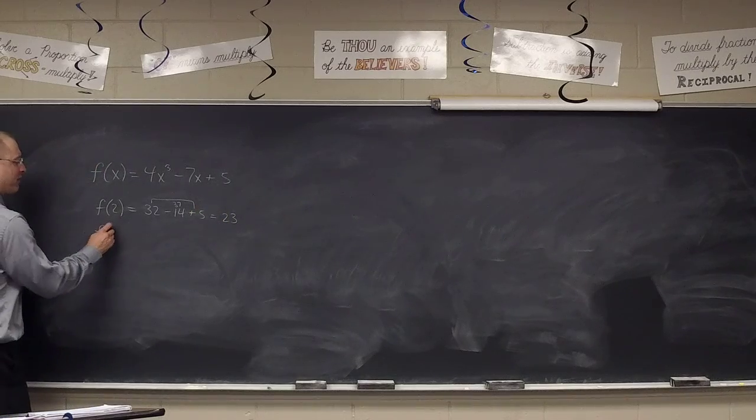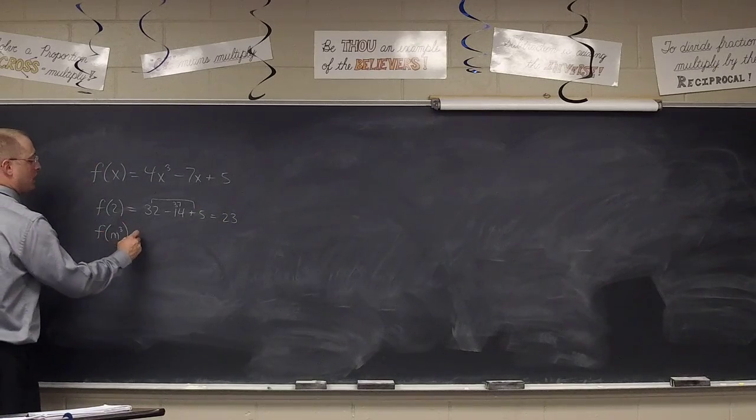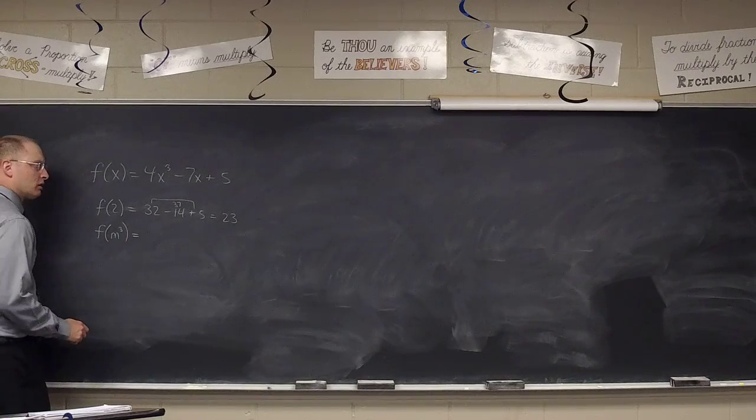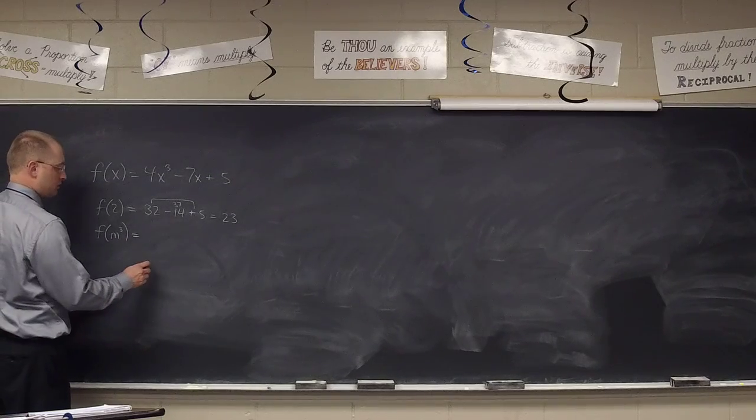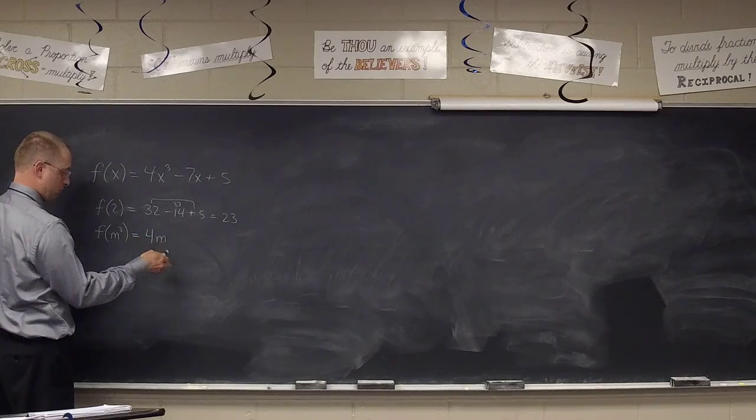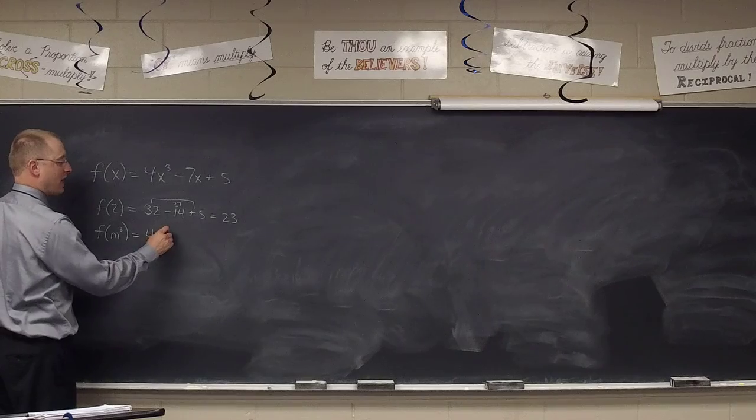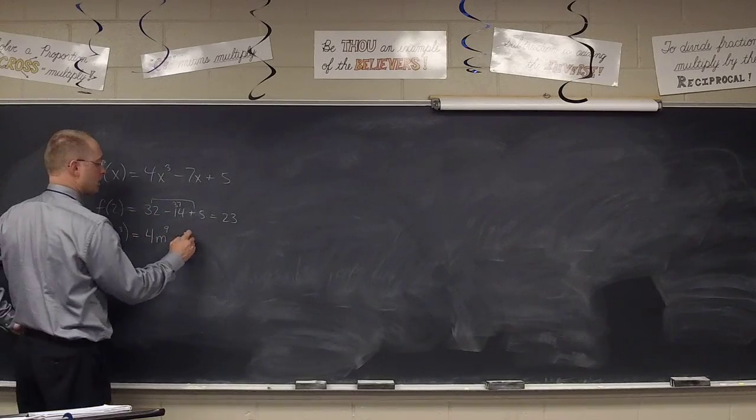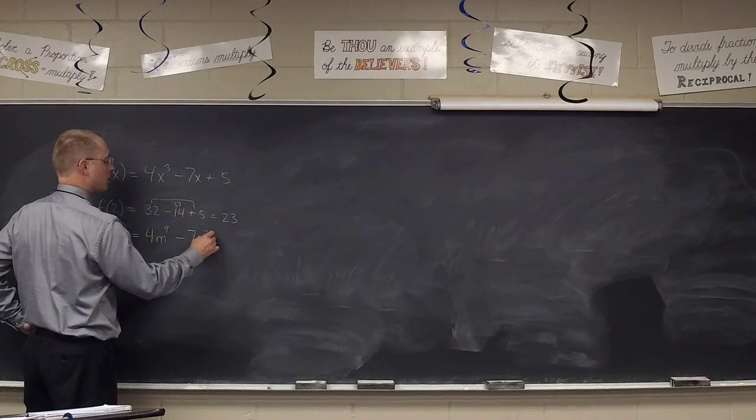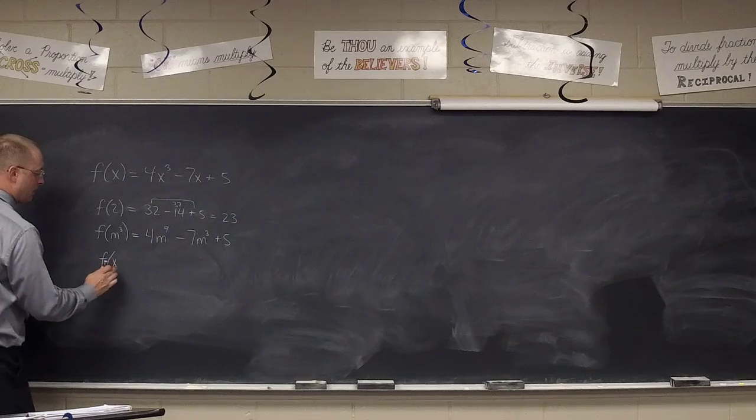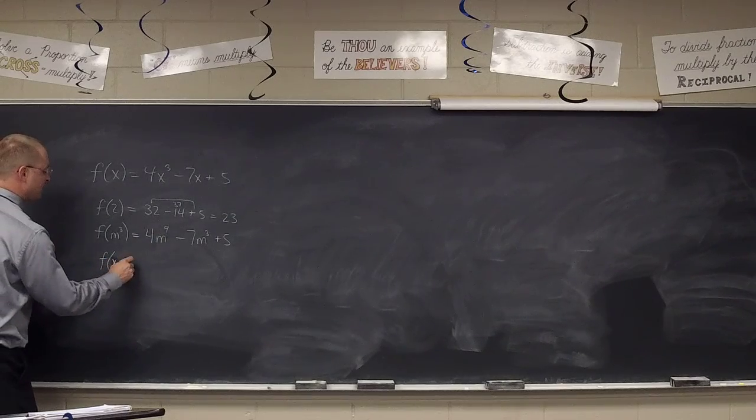What if we said f of m cubed? What would that be? Jamie? We would have m cubed everywhere. So for m cubed cubed, which would be m to the 9, because when we raise a power to a power, we multiply the exponents. Minus 7 m cubed, and then plus 5. There we go. What if we had f of, let's say, x plus z?